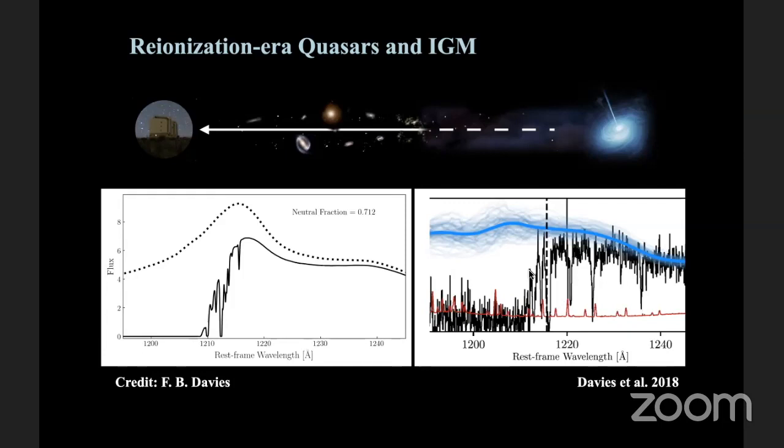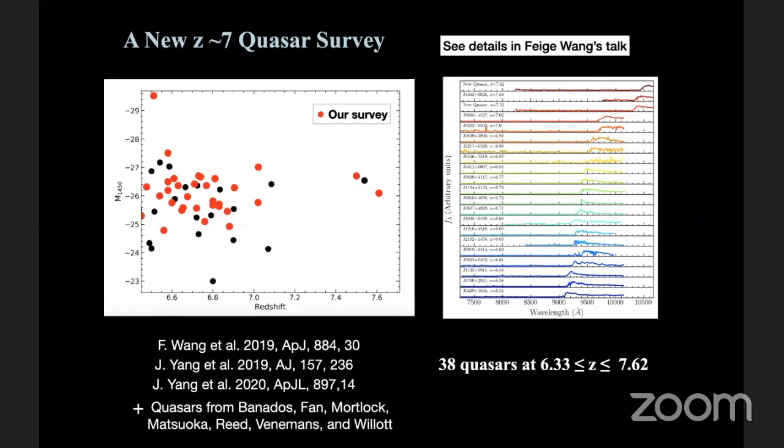So my work is based on a new quasar sample from our new redshift 7 quasar survey. We have carried out a redshift 7 quasar survey and have already discovered more than 35 quasars at redshift 6.3 to redshift 7.6. We can see this distribution here. All the red points are from our new survey. And more details will be shown in a talk tomorrow morning.